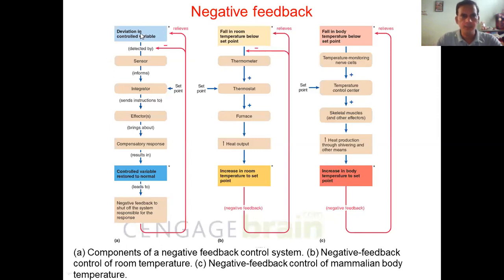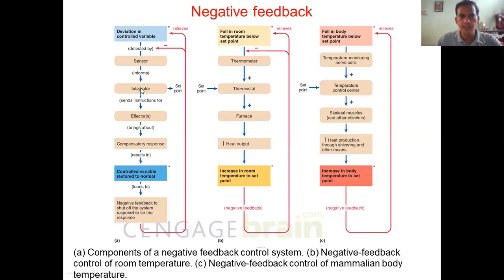So let's have a look at the first one. Here we see that we have a deviation in the control variable. It could be any control variable. It will be detected via a sensor. That sensor informs the integrator. That integrator needs to have some kind of set point, it could be temperature, pressure, anything. It should be set at a specific set point.